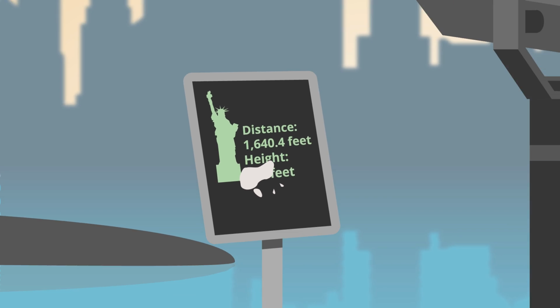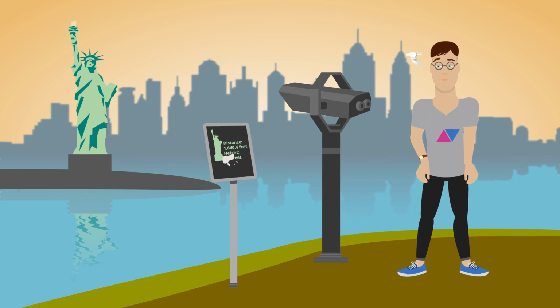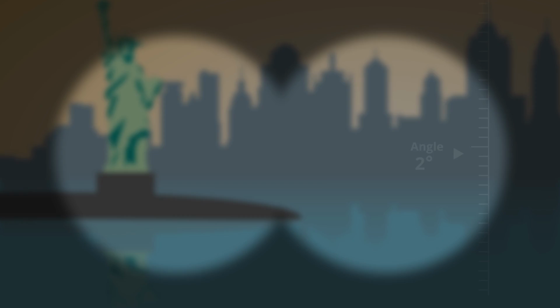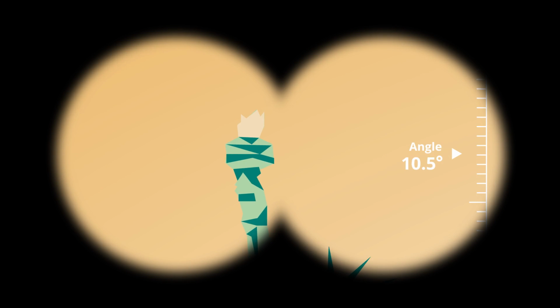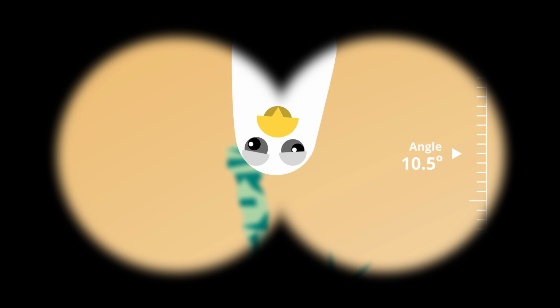While visiting New York City, Kevin gets a look at the Statue of Liberty. He wonders, how tall is this lady? He looks through the binoculars and notices the angle formed with the bottom of the base to the top of the statue's torch is 10½ degrees.